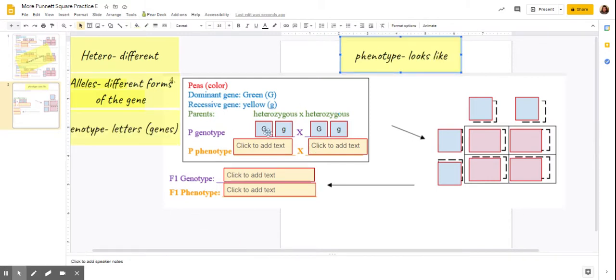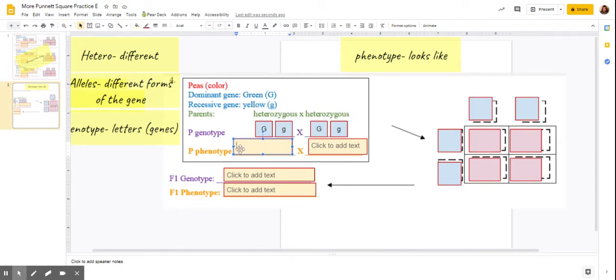Okay, now that we know what the parents' genotype looks like, we now need to figure out what they actually look like. What is their phenotype? So remember, phenotype is their description or what they look like. So remember, when you have one of each, the law of dominance says that it's the dominant one that's expressed, or the dominant one that's seen. So the big G here stands for green. So we're going to put green peas. And then this parent also has one big and one little. So again, we're going to have green peas for their phenotype as well. So we're crossing two green peas.